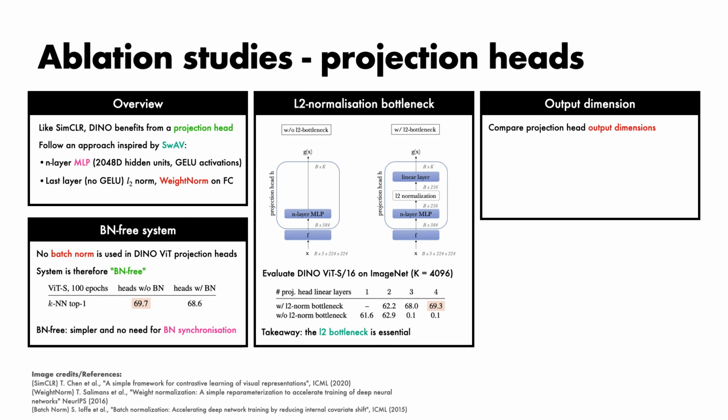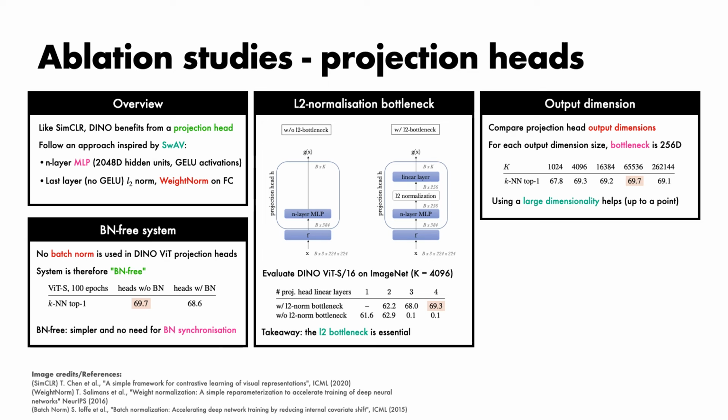We next compare the effect of different projection head output dimensions. For the configurations considered here, the L2 normalization bottleneck dimension is set to 256, which limits the overall number of parameters. A range of different output dimensions are considered, of which 65,536 performs best. The takeaway here is that using a large dimensionality helps, but only up to a point.